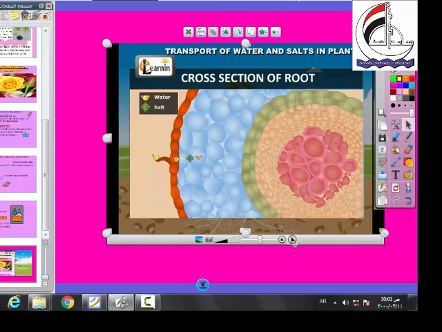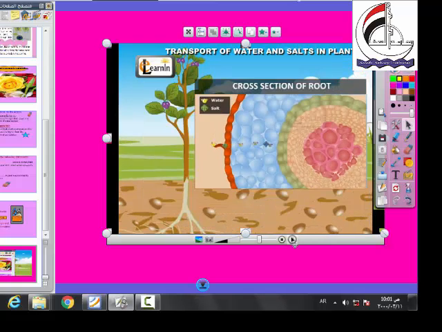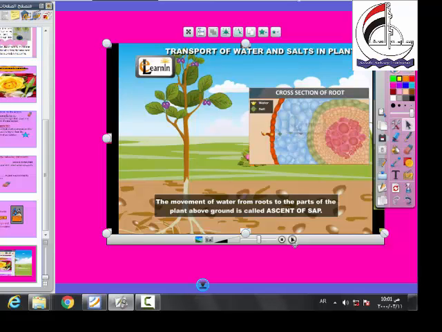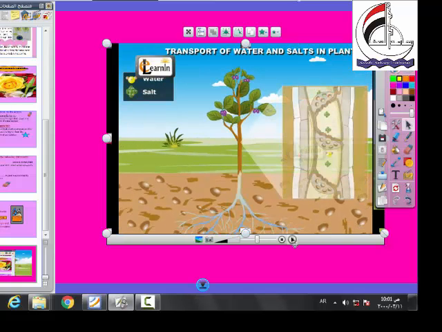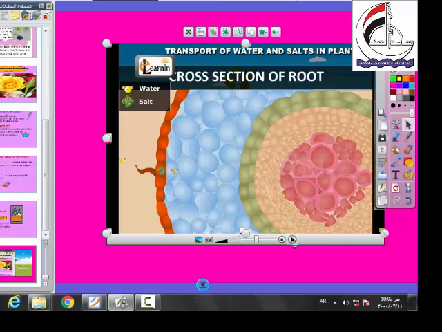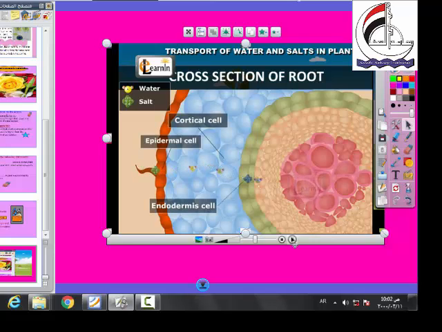The absorbed water and salts will move to the next cell once again by osmosis. The movement of water from the roots to the other parts of the plant above the ground is called the ascent of sap. Water is transported from the roots to the leaves through the xylem vessels. Water and salts from the root hairs pass into the epidermis cells and to the cortical cells, then to the endodermal cells and finally into the xylem.